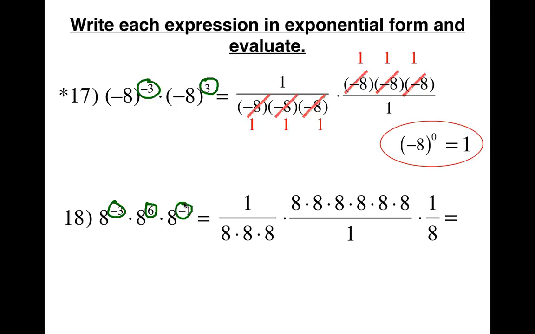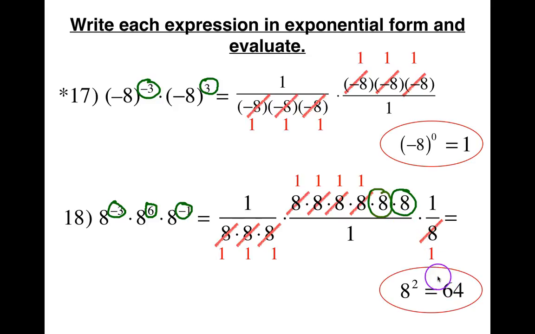Here I do have 8 in the numerator and denominator, so I can go ahead and reduce as many as I can. 8 divided by 8 is 1. 8 divided by 8 is 1. Keep going until you cannot anymore. Okay, so now I'm left with how many 8s in the numerator? I have 2 8s in the numerator, which is 8 squared. I have absolutely no more in the denominator, so my exponential form would just be 8 squared. And 8 squared is 64. That would be my evaluated answer. So hopefully you were able to get number 18 right, even though it was just a little bit harder. Not that much. Okay, so moving on.